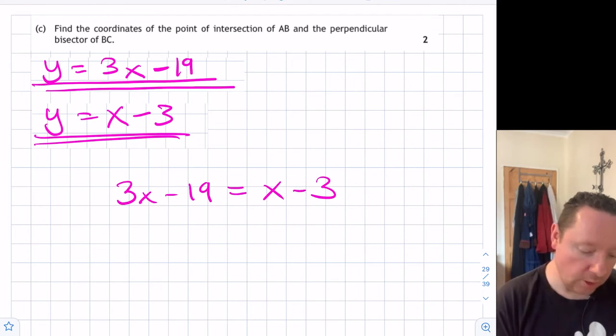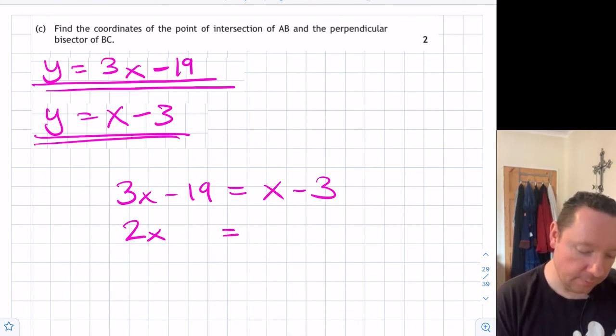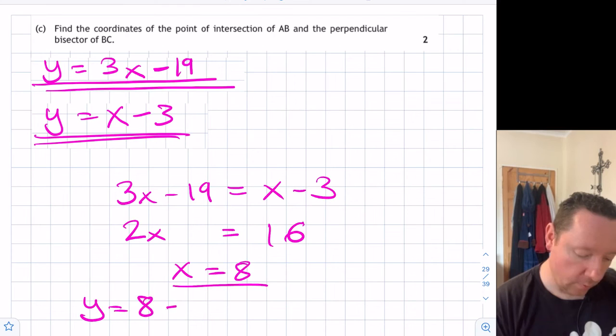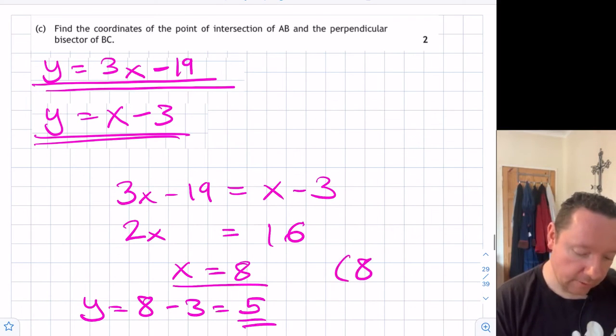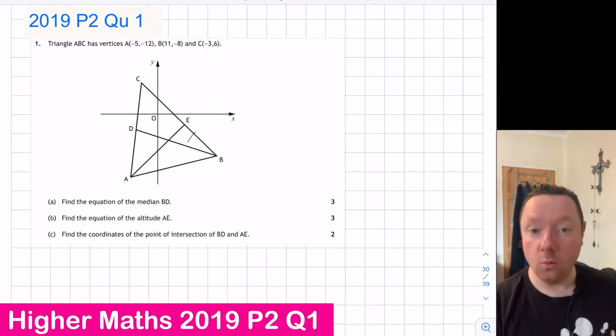So solving that equation, taking the x across to the other side, you get 2x equaling, taking the 19 over, 19 take away 3 is 16. So x equals 8. We've got an x, we now need a y. Our easiest y equation is the bottom one, so we'll just use that. y equals 8, take away 3, which is 5. We now need to actually write down the point of intersection. Our answer is 8, 5. Don't underline it, circle it, whatever you want. We're done.